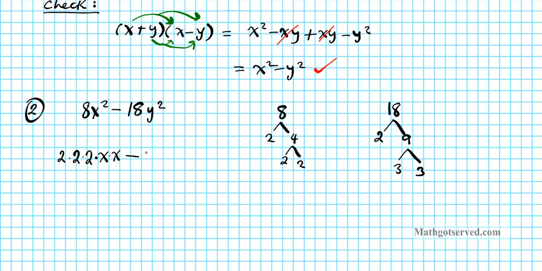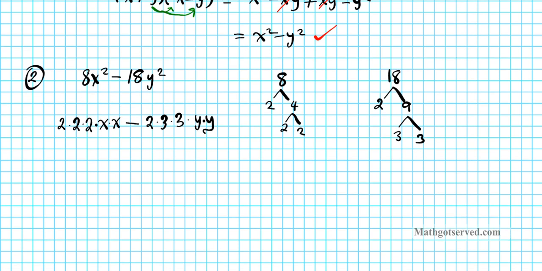So 18 can be written as 2 times 3 times 3. And then y squared is simply y times y. Now, what is the greatest common factor here? You notice that 2 is common to both sides. So the GCF in this case is 2. So that's what we're going to be factoring out, okay? So we'll factor out the GCF, which is 2.